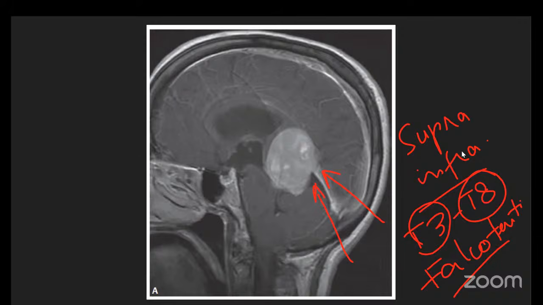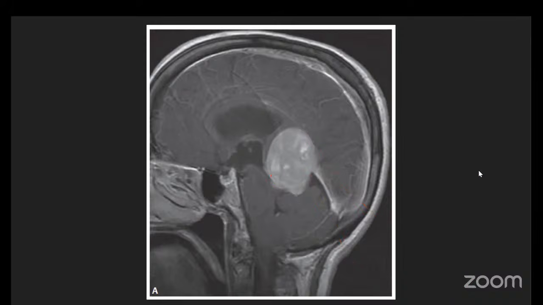So if I say that here is the vein of Galen, would you still go supracerebellar infratentorial? No. If the tentorium is steep, if the vein of Galen is displaced upwards, then we approach from the below side, that's infratentorially.